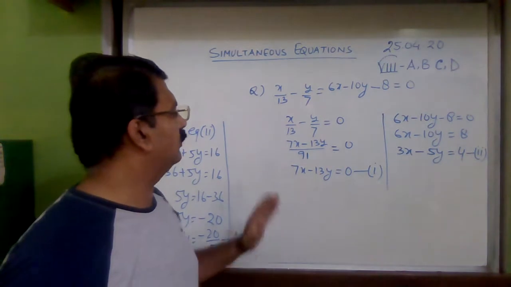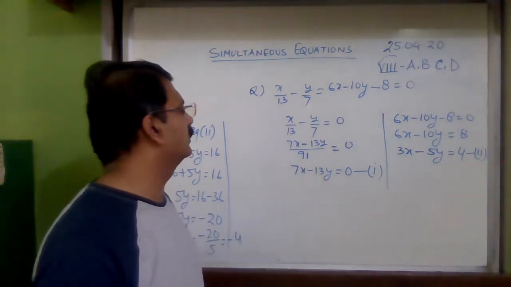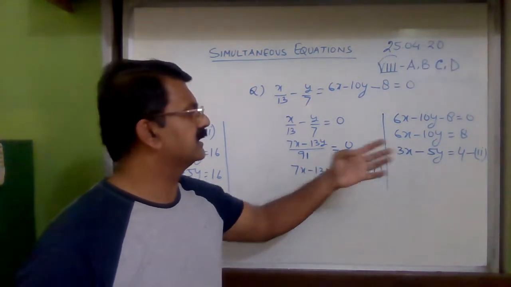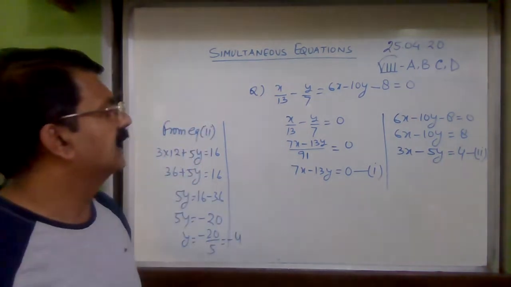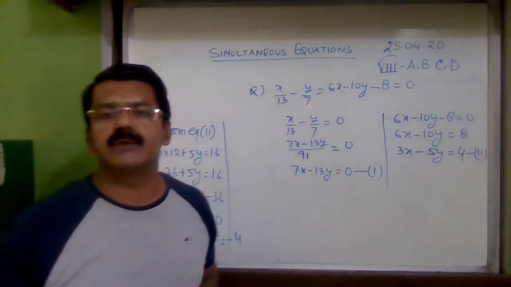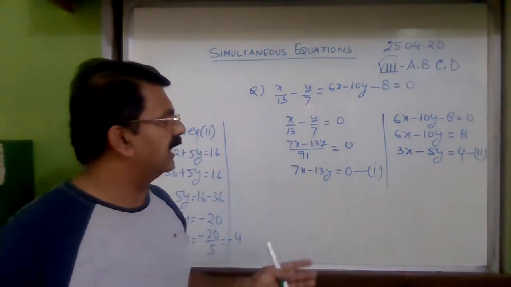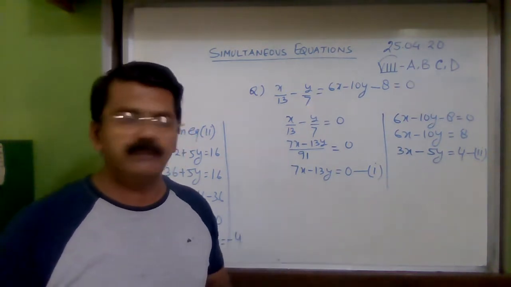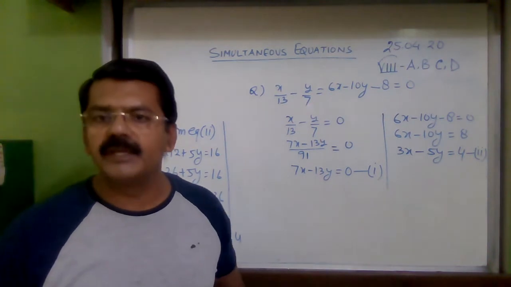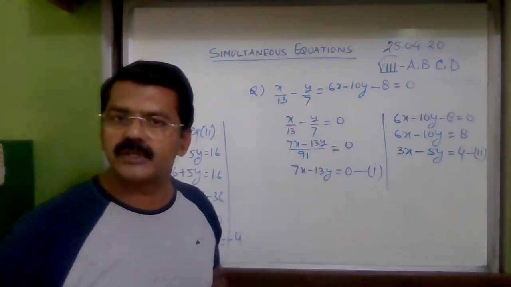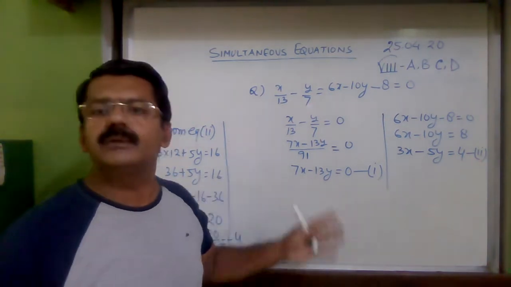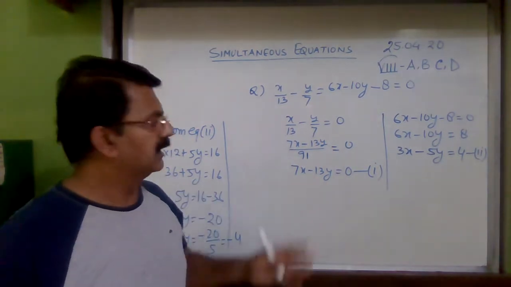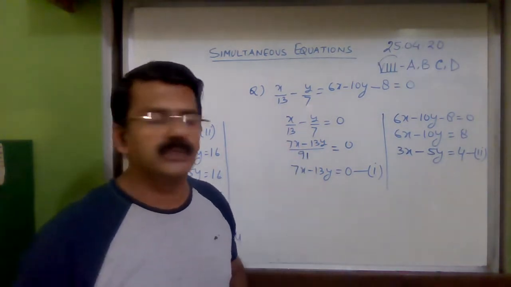Now you can see we have got two simple equations, first equation and the second equation, and now we have to solve these two equations simultaneously to get the values of x and y. As you already know, these two equations can be solved by elimination method or substitution method, but this time I will tell you the substitution method to solve these two equations.